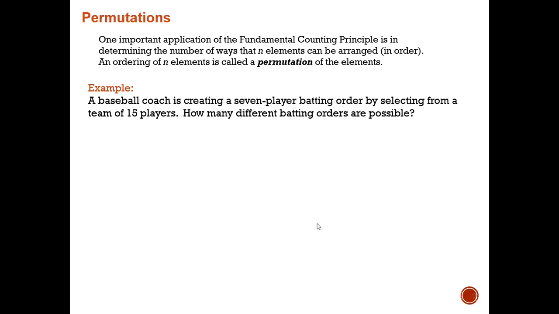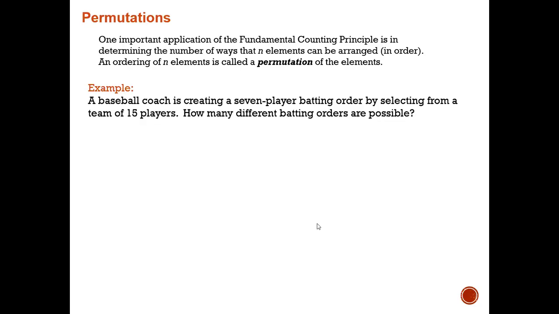A baseball coach is creating a 7-player batting order by selecting from a team of 15 players. How many different batting orders are possible? You're going to recognize that a permutation is when you're picking from the same group. In the previous example, we were picking letters of the alphabet and then digits, numbers. It wasn't from the same group, but this is.